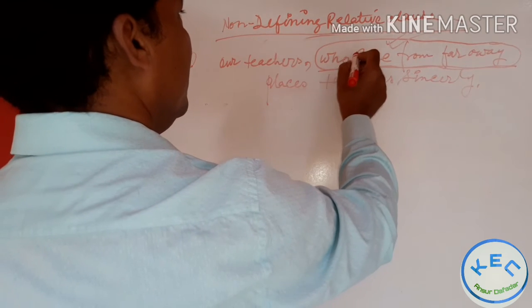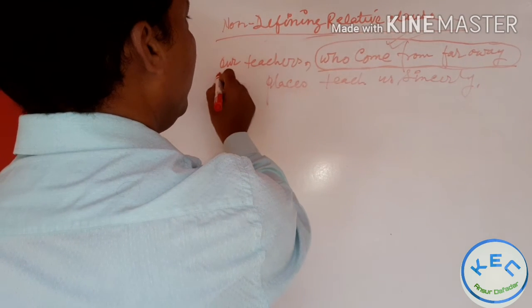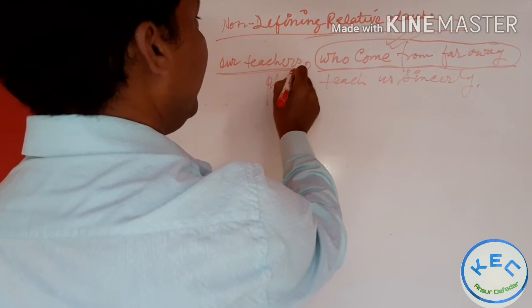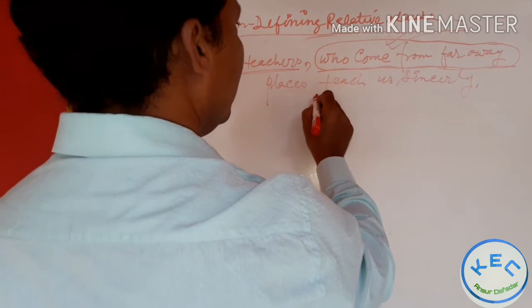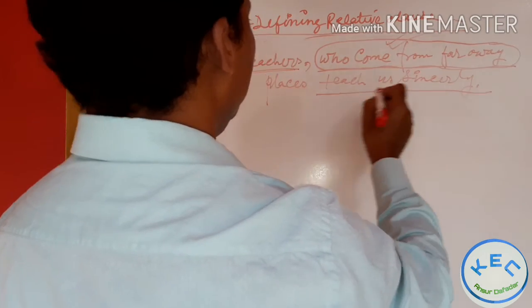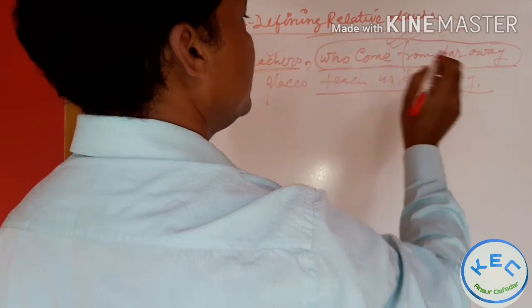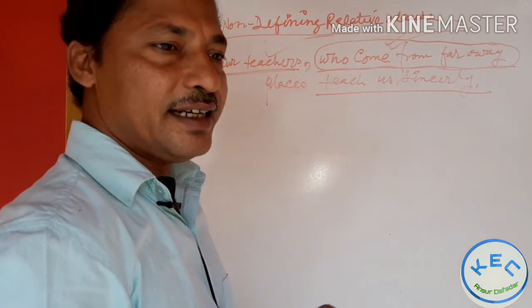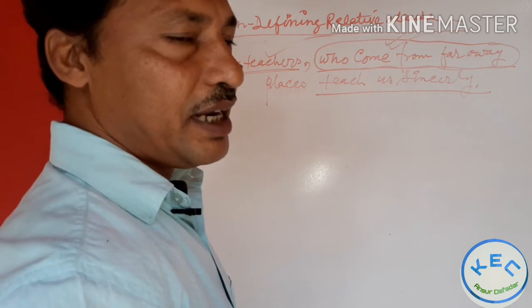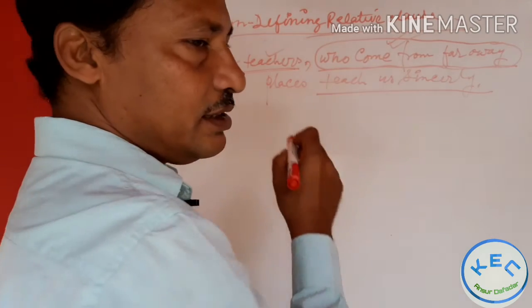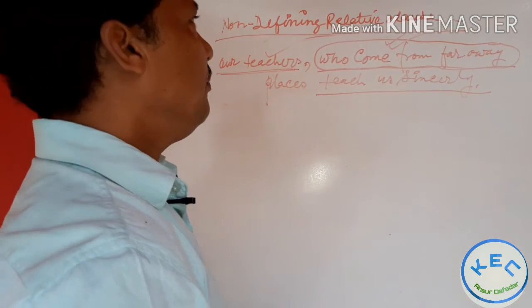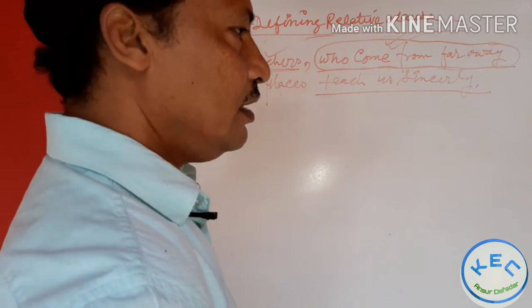This is the main characteristic of our teachers: our teachers teach us sincerely. This is their main characteristic, but the additional characteristic of them is they come from far away places. This is an example of non-defining relative clause.